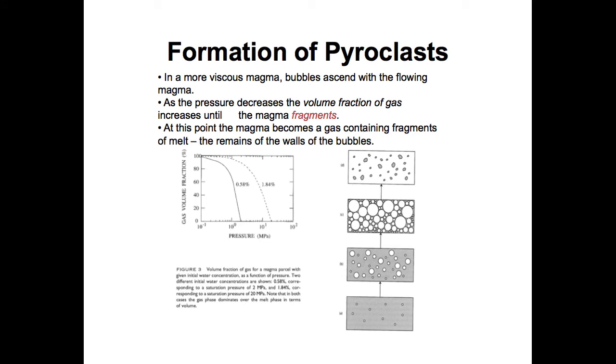Okay. If we were to look at the lower concentration, we would wait till a lower pressure before the bubbles formed. We reach the solubility point. Gas is now favored. We get nucleation of bubbles. As the pressure decreases, again, the volume fraction of gas goes from very small values to essentially 100%.